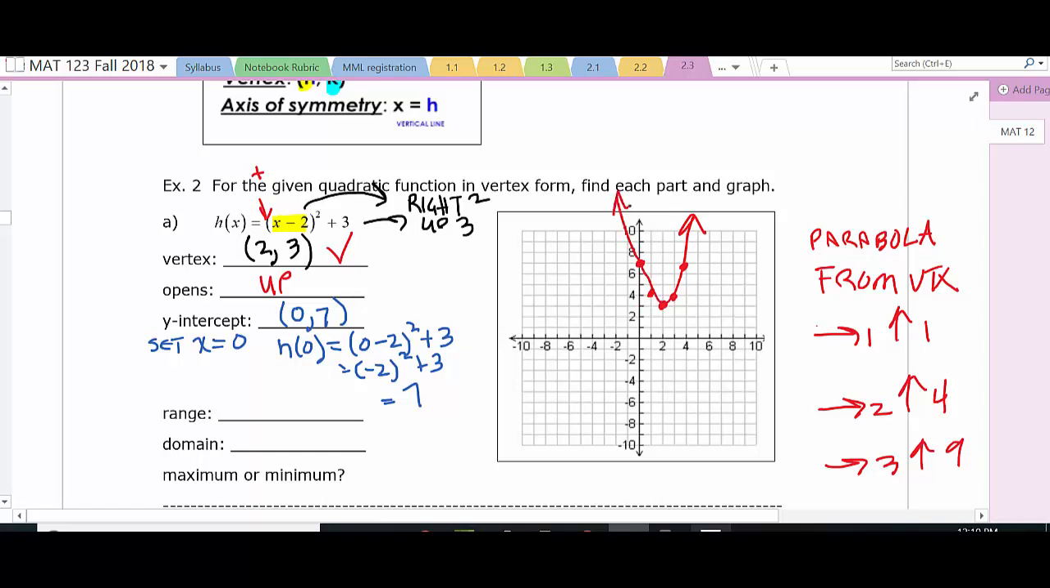Okay, that's it. I want you to understand that when you're doing a squaring function, as you move over an amount, you're moving up the square of that. Does that make any sense to you? Okay, so that's how that goes. All right.